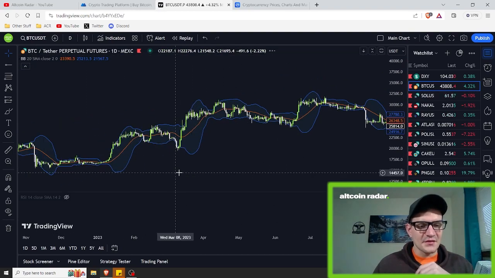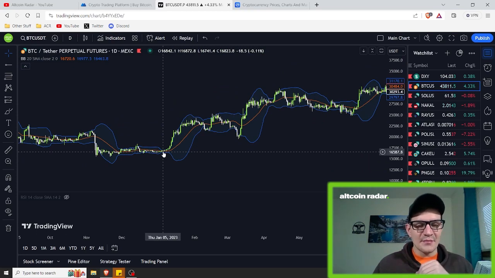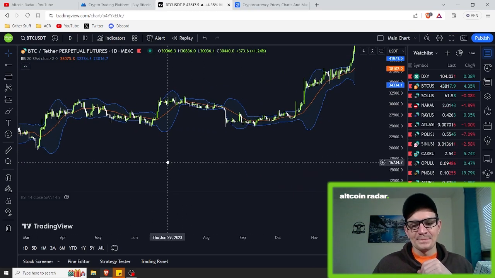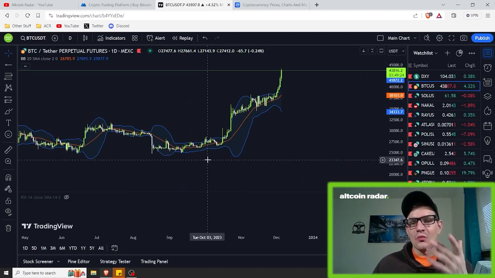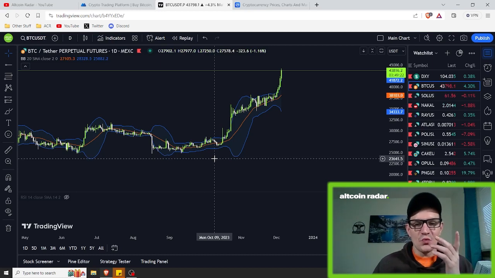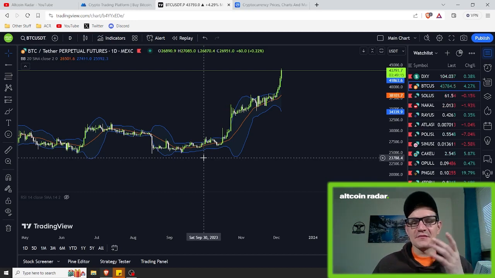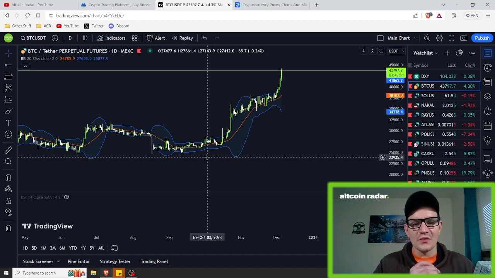Let me see if I can find another good example. Here's another good example right here, all right? So when this squeeze happens, that's typically when things are going to start going sideways, all right? Now, that's one way that you can look to try to figure out what's going on with whatever coin or asset you're specifically looking at, to gauge the overall trend that's happening with that coin, okay?